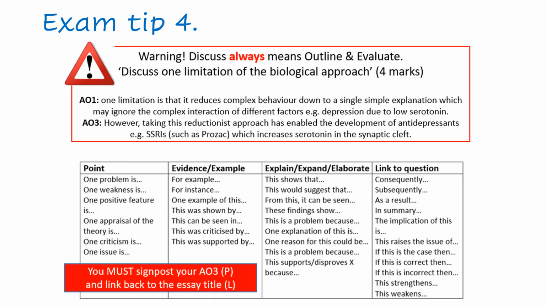Below that example are sentence starters for PEEL paragraphs to help you create effective evaluations. So always start with your point, so you're signposting to the reader that you're doing an evaluation paragraph. Then give some evidence or example that builds upon or elaborates on the problem or strength that you've pointed out. Can you expand or elaborate on it in any way? And then always link it back to the question. So what does that mean for the question? Does that mean we can accept the theory, we have to be cautious with our acceptance of the theory, or that we should reject it for an alternative explanation?